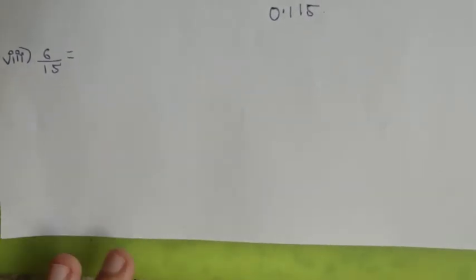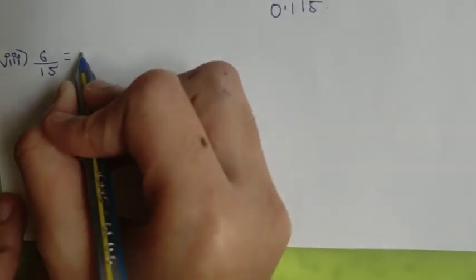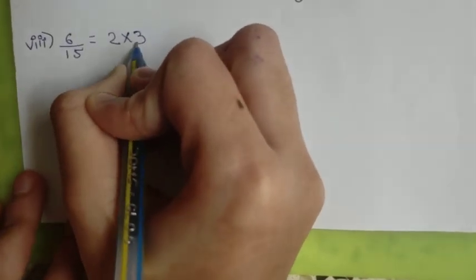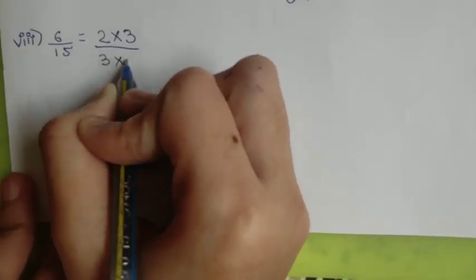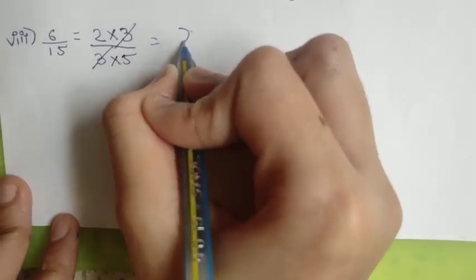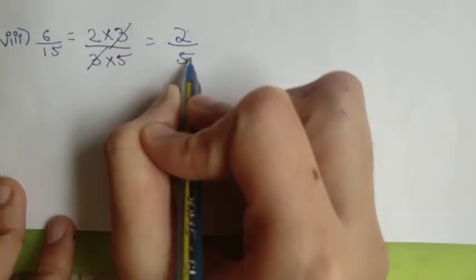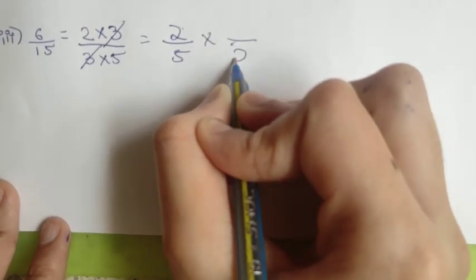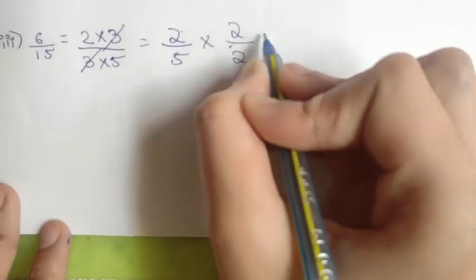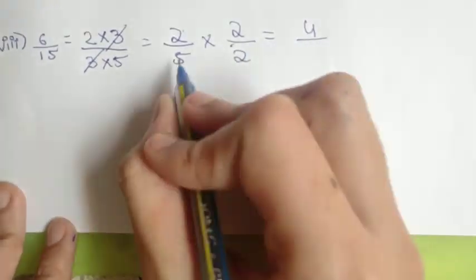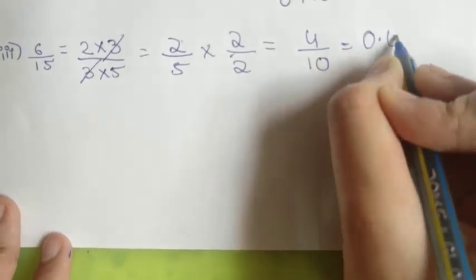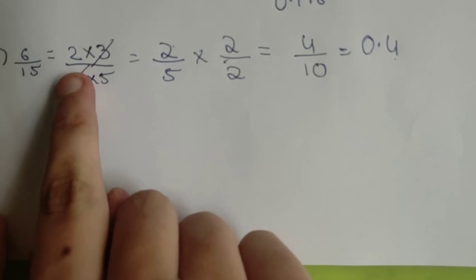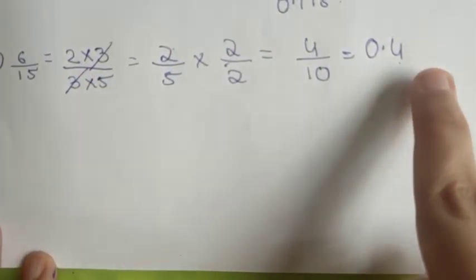So next we have 6 by 15. Here 6 can be written as 2 into 3 and 15 can be written as 3 into 5. Now I'll cancel both and I'll get 2 by 5. So here we have 5, then I'll write 2 here. If it is 2 here, I'll write 2 here also. That becomes 2 2 is 4, 5 2 is 10. And when I divide this, we get 0.4. The decimal expansion of 6 by 15 is 0.4.